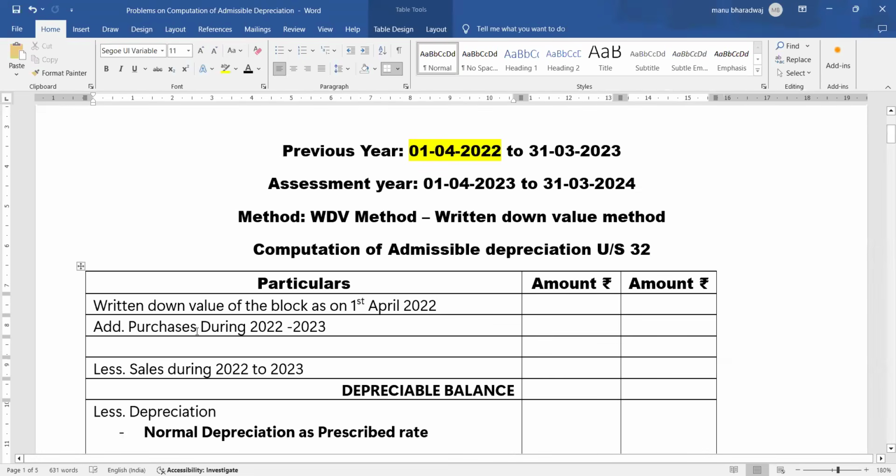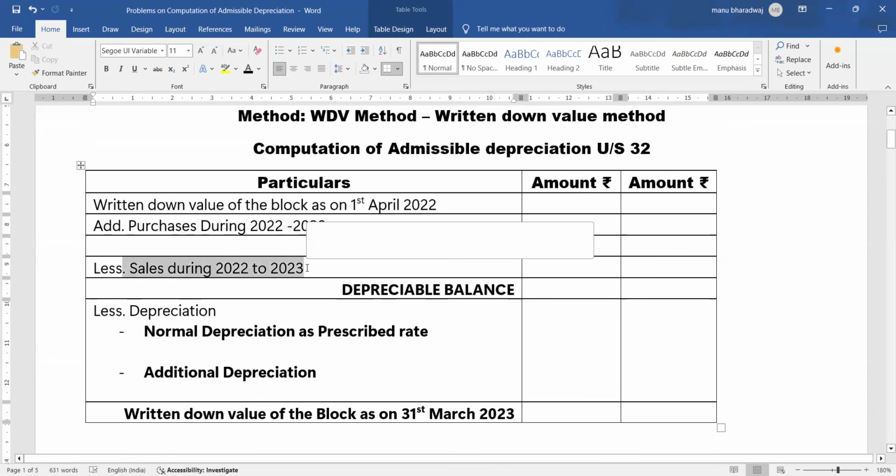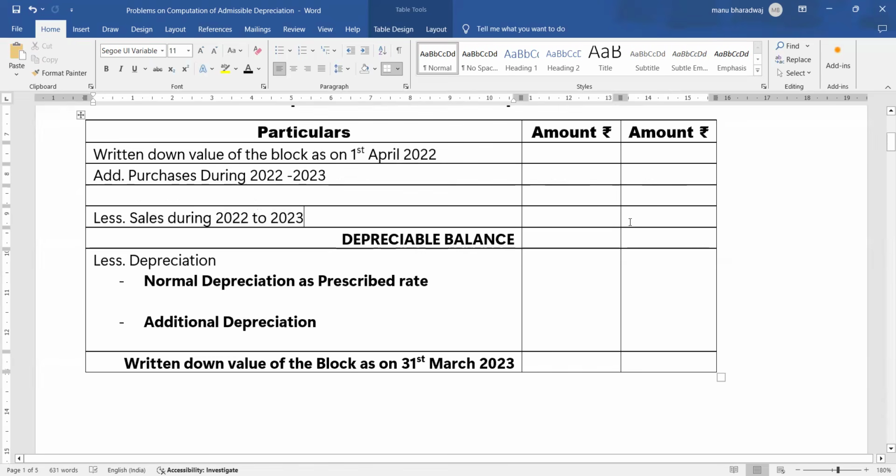Then you have to add the purchases. During the year 2022-23, that means from 1/4/2022 to 31st March 2023, if you have purchased any assets, you need to add those assets over here. Next, sales. If you have sold any of the assets, that has to be reduced here. Any assets you have sold, you have to reduce here.